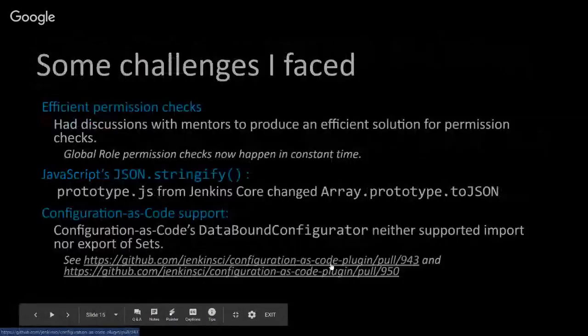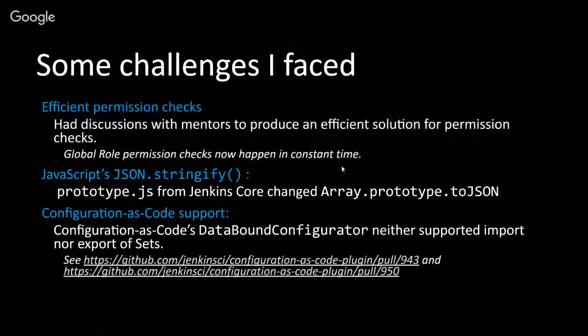Now, some challenges that I faced during this phase. The first one was to have efficient permission checks, and we had a lot of discussion with my mentors to produce an efficient solution for permission checks. Now, as a benefit, the global role checks now happen in constant time, that is big O of 1. Another thing is that JavaScript's JSON.stringify from Prototype.js in Jenkins core had changed the Array prototype's JSON, and it was giving some wrong outputs whenever I called JSON.stringify on an array.